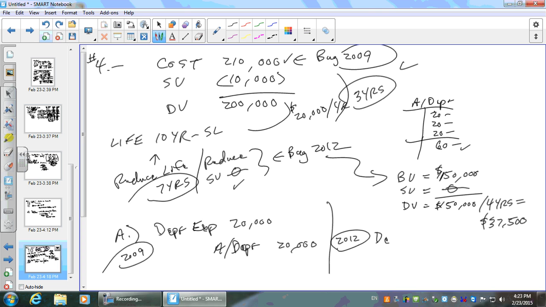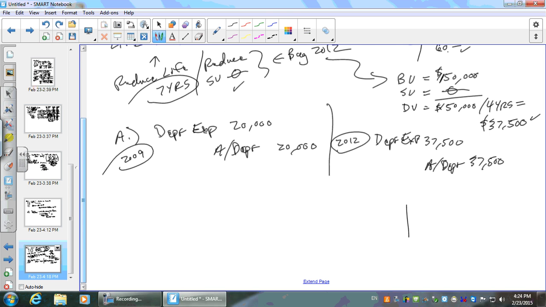Debit depreciation expense, how much? 37.5. We just calculated. Credit what? Accumulated depreciation. Excellent. 37.5. Okay, so where are we going to be? We have 60 in there, don't we? So let's figure out what's going to happen. If I've got accumulated depreciation now with 60 in it, and where do I want to get to at the end?